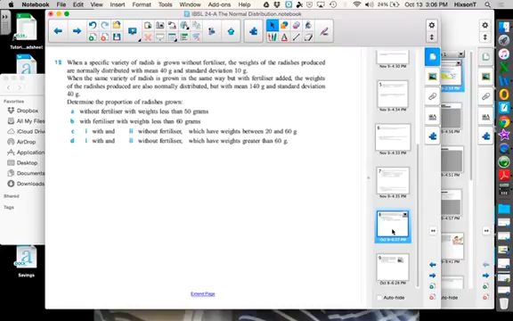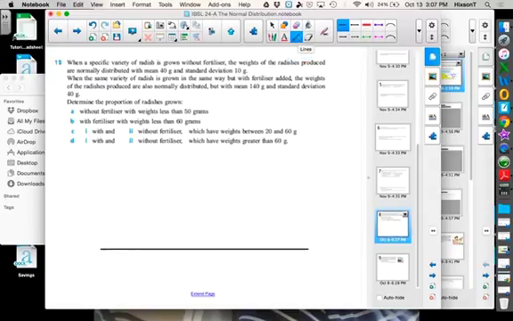This one, let's take a little closer look at. There's a little more to it. It says, when a specific variety of radish is grown without fertilizer, the weights of the radishes produced are normally distributed with a mean of 40 grams and a standard deviation of 10 grams. So before we move on, let's go ahead and draw our normal curve for the radishes grown without fertilizer, okay?